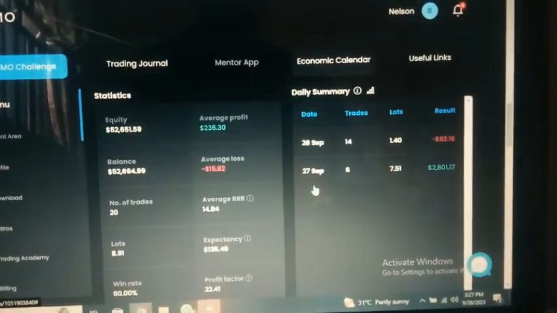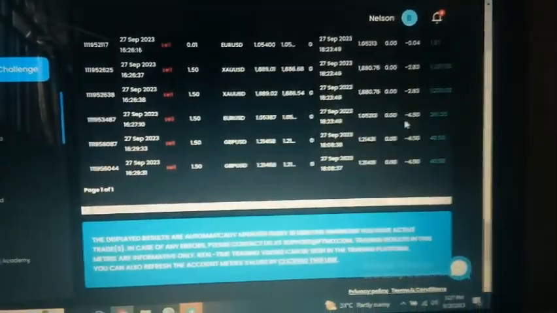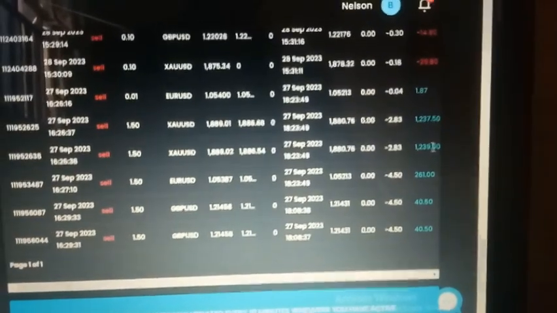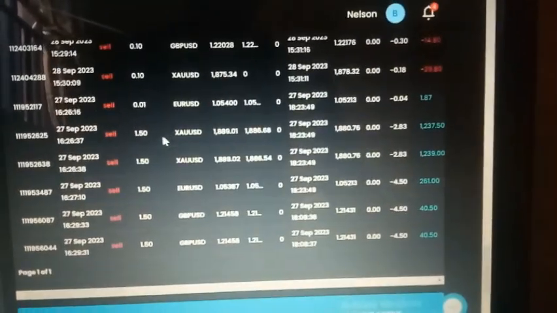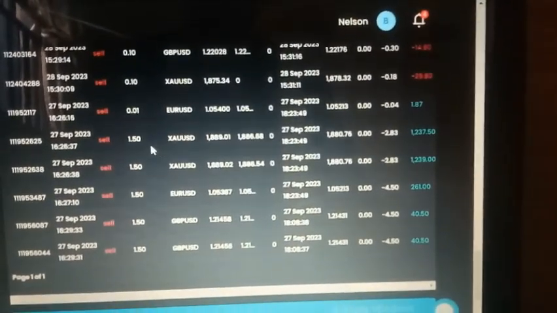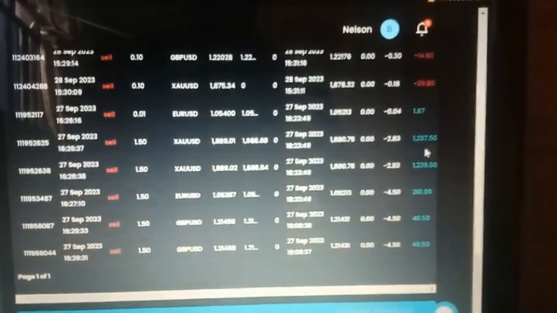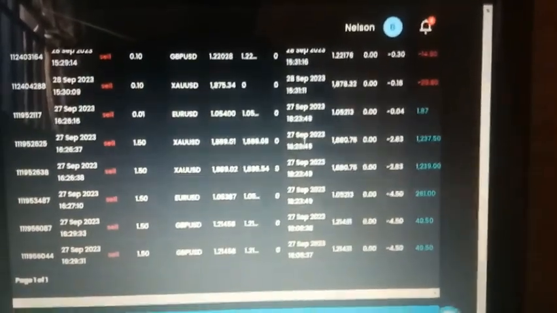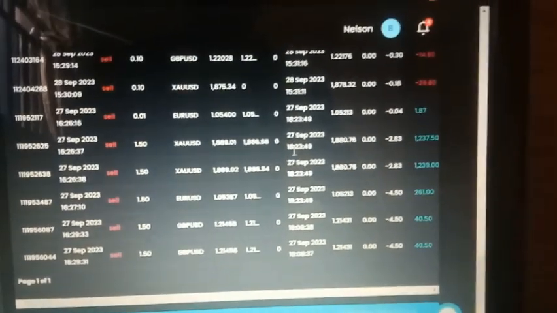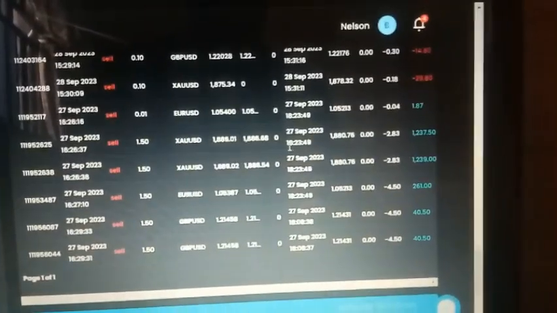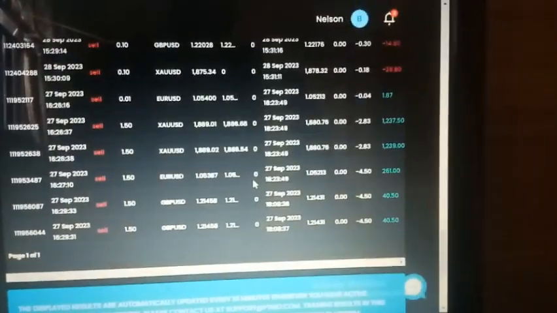I placed some trades, and as you can see, this is my trade history. This is today's. These are the trades I used in passing the account. You can see XAUUSD gold, $1,200 in profit, sell. You can check the date, 27th of September 2023. I closed the trade around 18:23, around 6 Nigerian time.